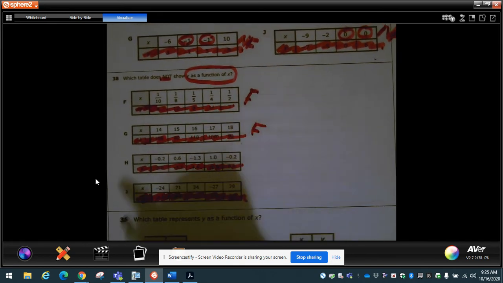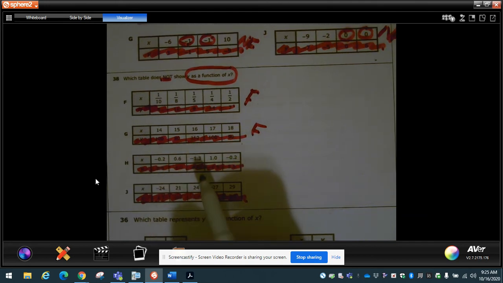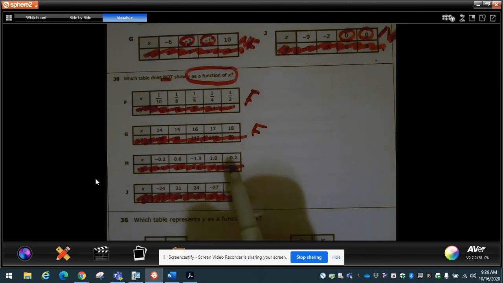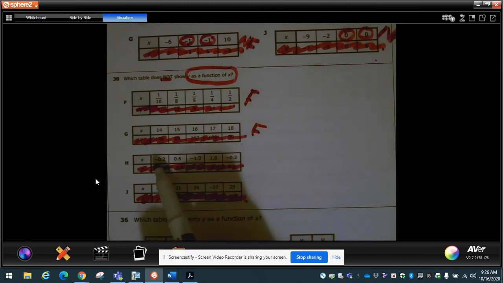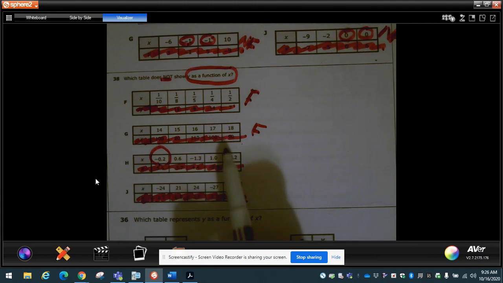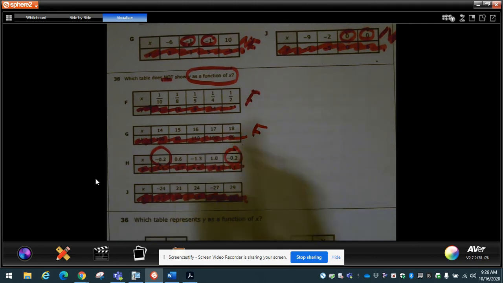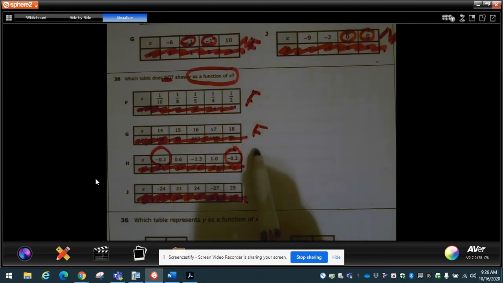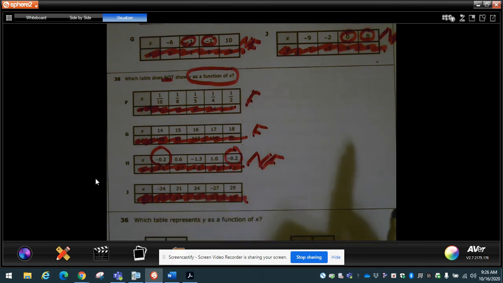Now let's go to H. Here we have that x is negative 0.2, 0.6, negative 1.3, 1.0, and negative 0.2. Well, because we have an x that repeats, this means this is not a function, NF.